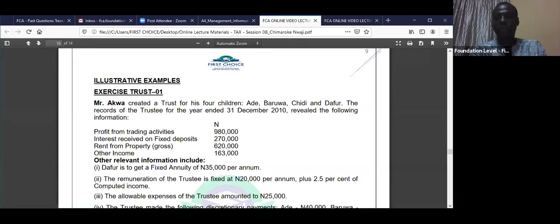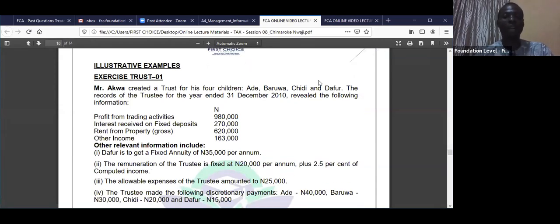Okay, so welcome back. Let's look at some illustrative examples here. The questions for trusts and the questions for this topic are usually very, very similar. So once you master how one is being done, you can master everything. It's just that somehow they might change certain things in the way they form the question, but the basic principle is the same.